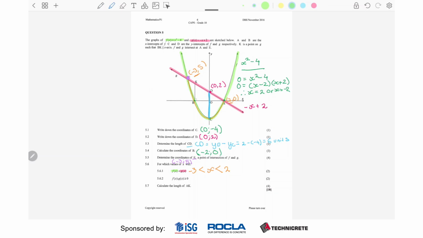Next question, it wants us to know for which values f of x times g of x is more than 0.